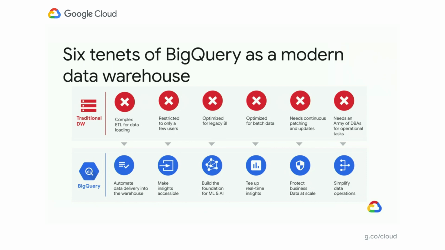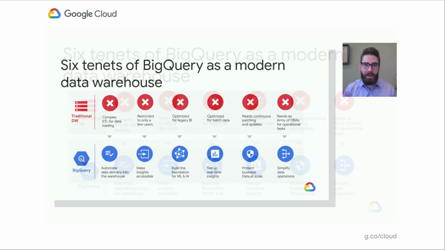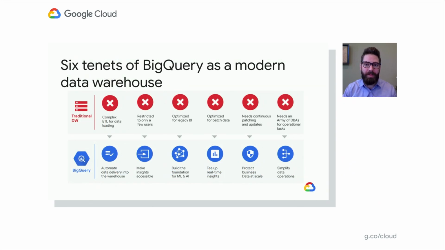Now, when we look at BigQuery, it comes at this space from a very different perspective. We automate delivery into the data warehouse. We make insights accessible through the ability to scale out that data warehouse. We enable ML and AI from within the data warehouse. And BigQuery can do this all in real time while protecting your data and simplifying operations. So when you bring this all together, it has a dramatic impact on your business.